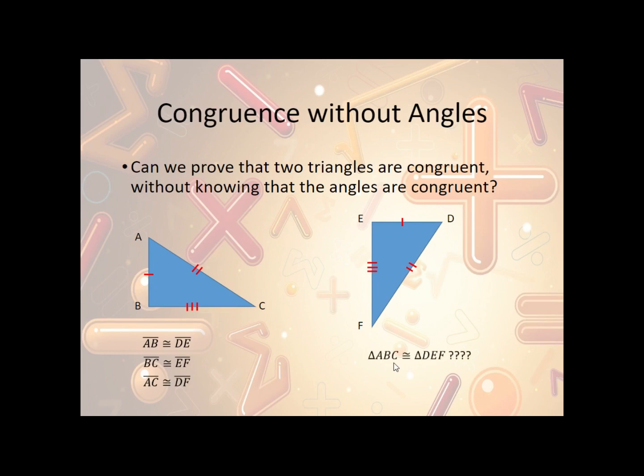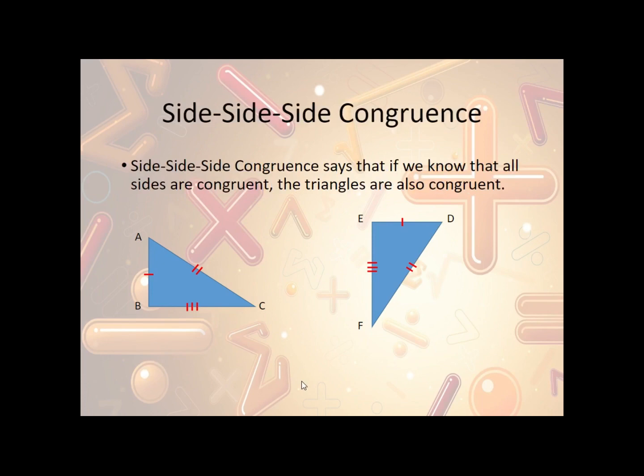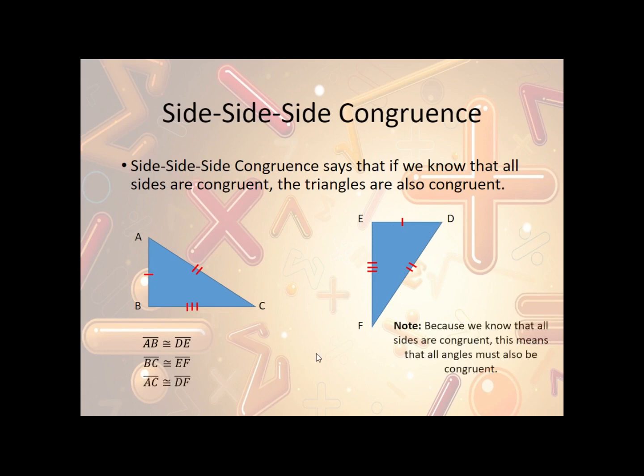So can we say that the triangles are congruent then? Well, in fact, we can. And it's by using this concept of SSS congruence or side-side-side congruence. And what side-side-side congruence says is that if we know that all the sides are congruent, then the triangles must also be congruent. So again, we can say that AB is congruent to DE. We could say that BC is congruent to EF, and AC is congruent to DF. Therefore, we know that the triangles must be congruent because all of the sides are congruent. So because of side, side, side, we know that triangle ABC is congruent to triangle DEF.